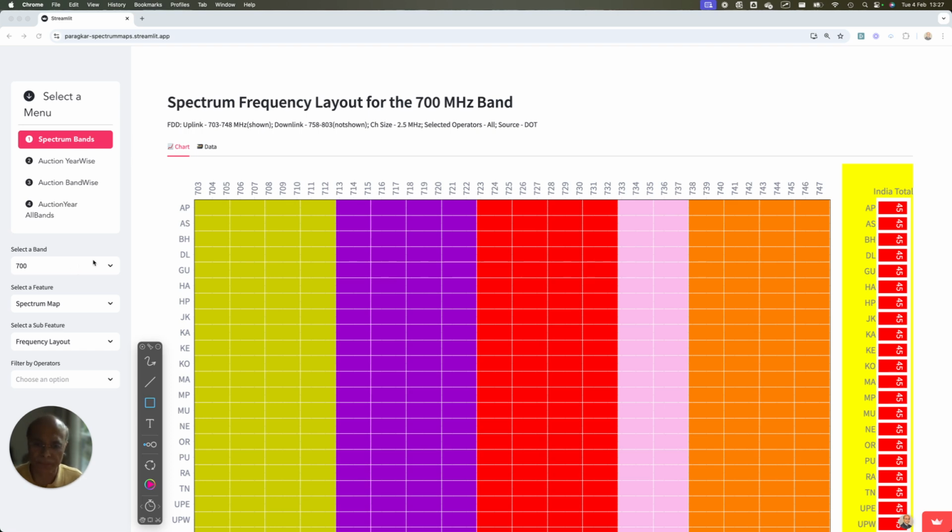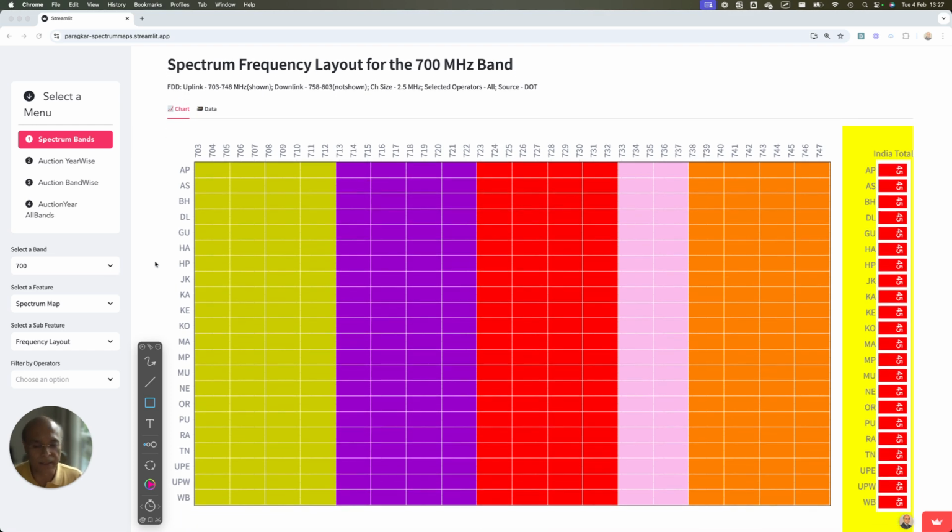So let's go. First band, which is 600. You all know it is lying completely empty, unsold, so let's not talk about it. I have not captured it in my application. So I will start with the 700 megahertz spectrum band.